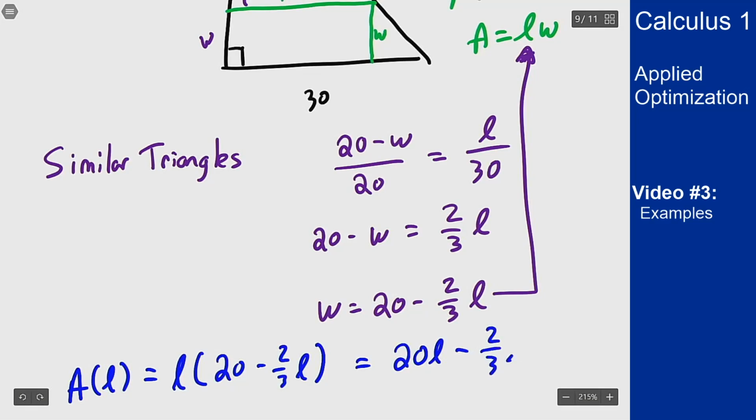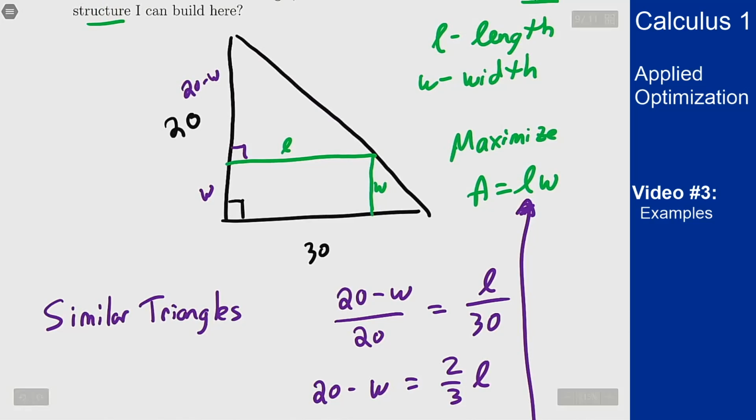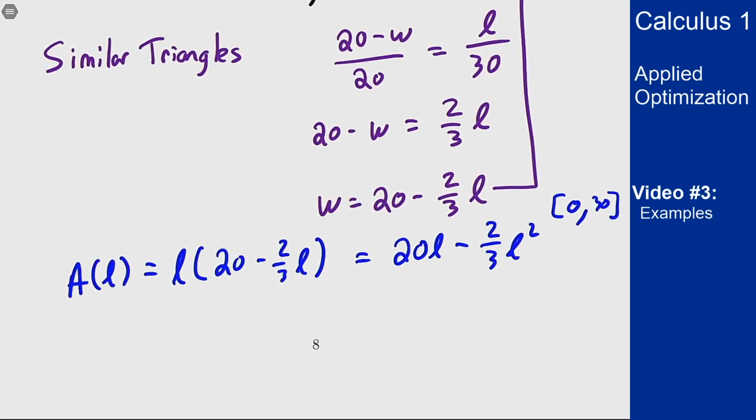minus 2/3 L squared. And the interval here, well, L needs to be positive, and W also needs to be positive, which means L can't be more than 30. Also, those numbers make sense because I need the rectangle to fit inside this triangle, and so L can't be less than 0 or bigger than 30, otherwise it doesn't fit in the triangle. Now we can solve the calculus problem.